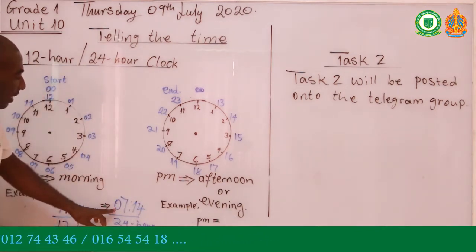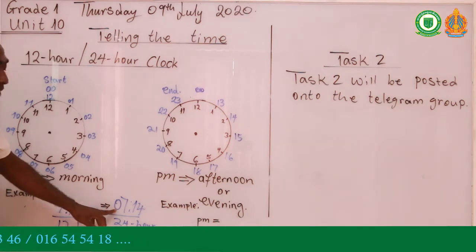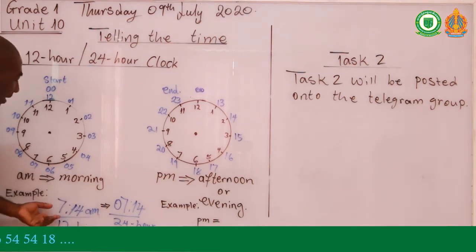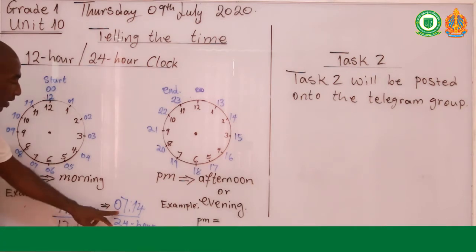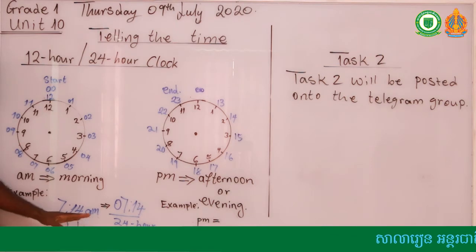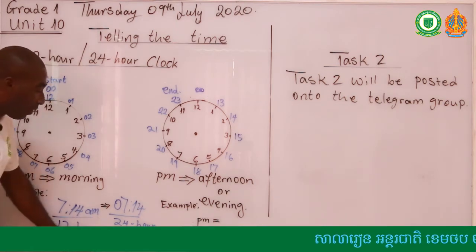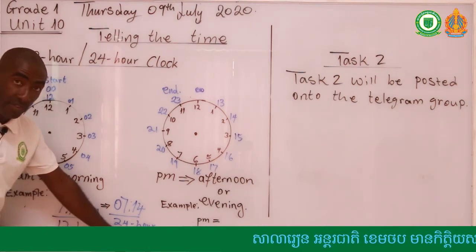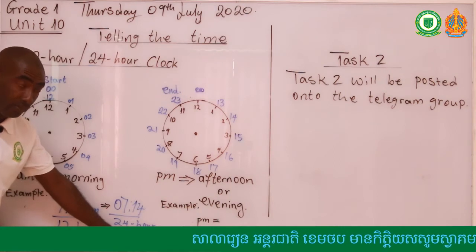You see that in the case of the 24-hour we start with 0, but in the case of the 12-hour we don't put any 0 here. So the 0 here and that of the a.m. is making the difference between a 12-hour clock and that of a 24-hour clock.